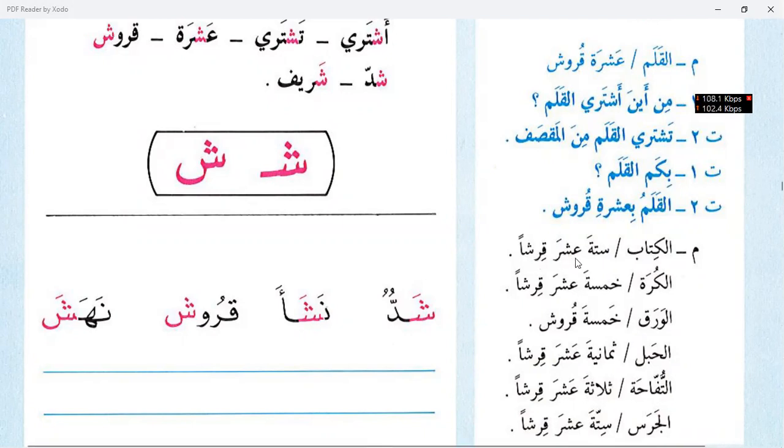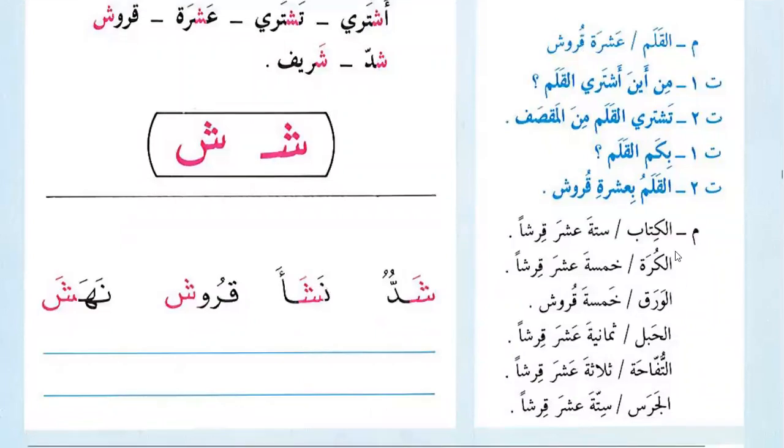Okay. Now, Miss Rahma, you are the second student, and Ms. Rizwana, you are the first student. Assalamu alaikum. Wa alaikum assalam. Min aina ashtari al-kura? Translation: from where can I buy the ball? Ashtari means I buy.